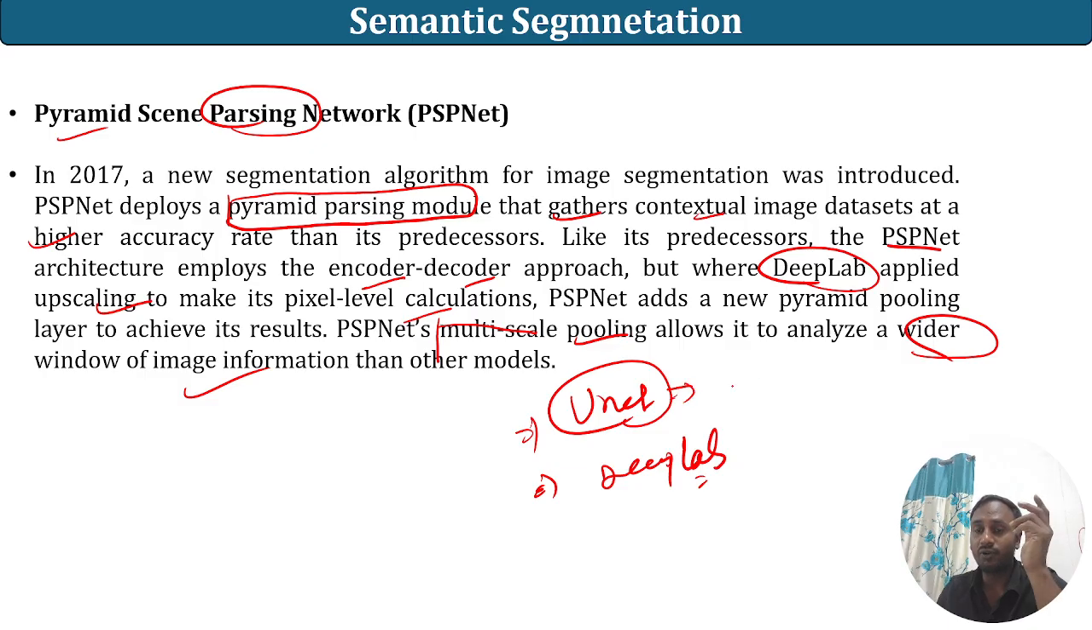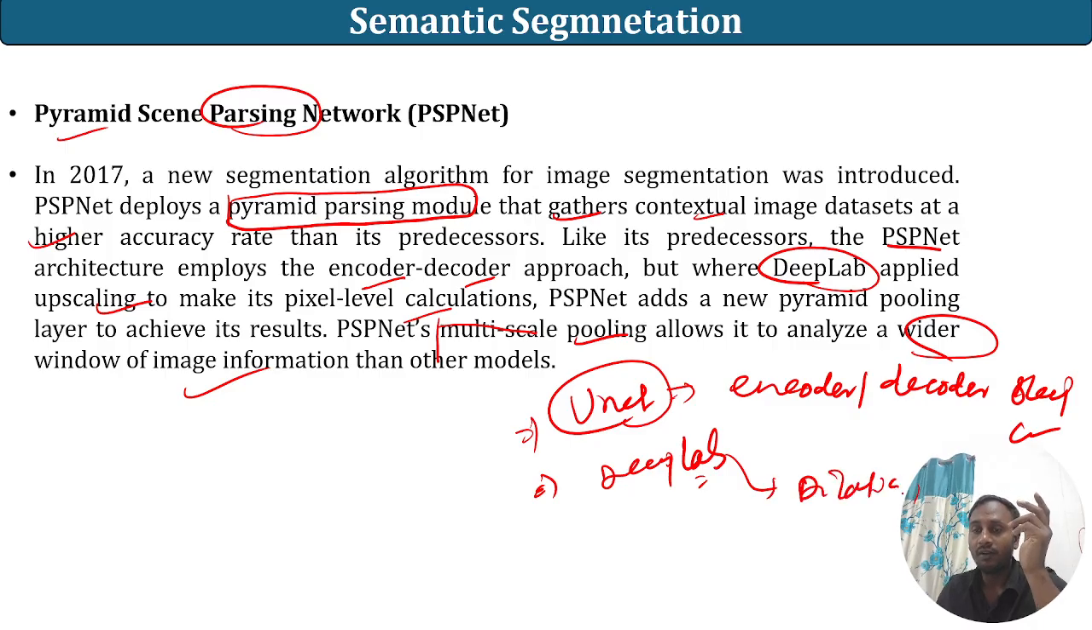U-Net is actually for encoder, decoder, skip connection. DeepLab is actually with the dilation, with the atrous, and then they are going to use the CRF model, the CRF algorithm.